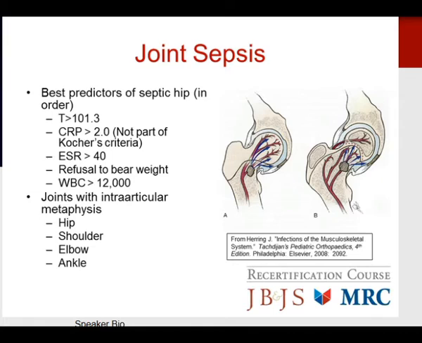Septic joints are also commonly seen in children and frequently occur in joints with intra-articular metaphyses, including the hip, shoulder, elbow, and ankle. Dr. Kocher described 4 criteria for differentiating a septic hip from transient synovitis of the hip, and these include an elevated temperature, elevated ESR, elevated white count, and a refusal to bear weight. Additionally, an elevated CRP has also been added. Treatment is with debridement and irrigation and antibiotic treatment.